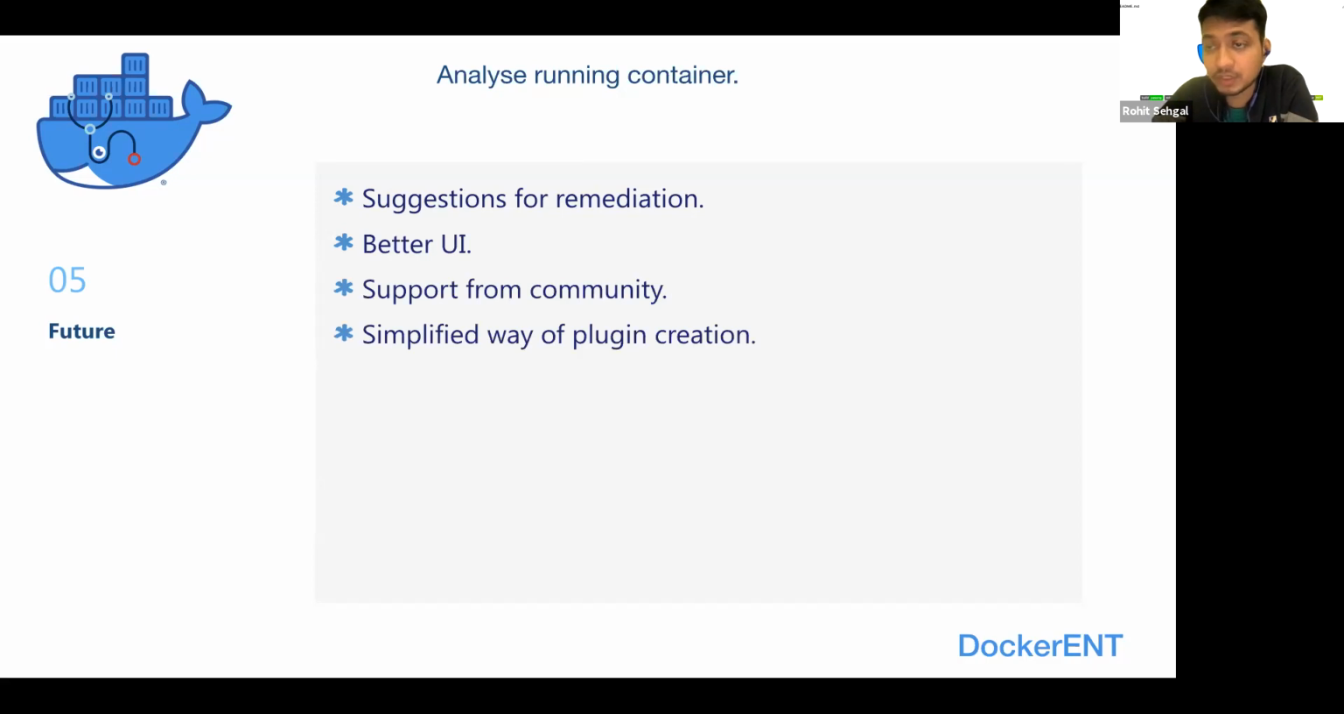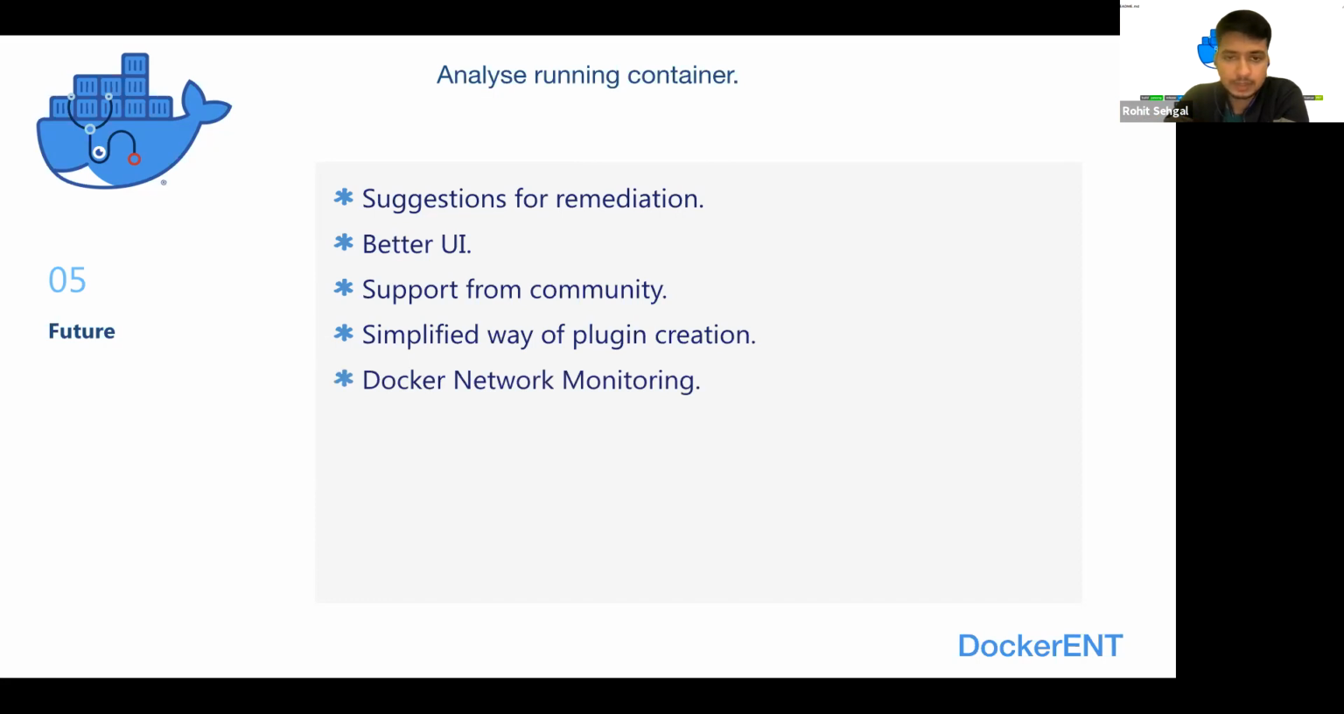A simplified way of plugin creation, that's a really far version of this particular goal. Right now, even if you have to write your own plugin, you have to write a Python file, put it in the particular plugin directory, and then work on it. So I want a simplified way of plugin creation where you can select, if you want to run a command inside a running container, what command you should run, and that command you will take as input from the UI itself, and then you can write your own custom plugin from the UI. So that's where I see this tool going.